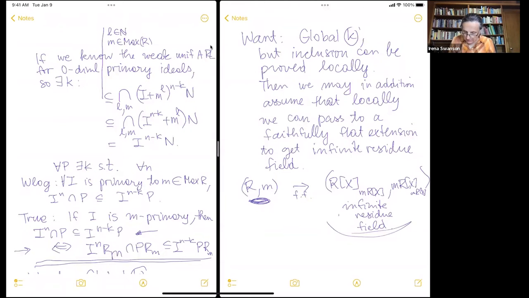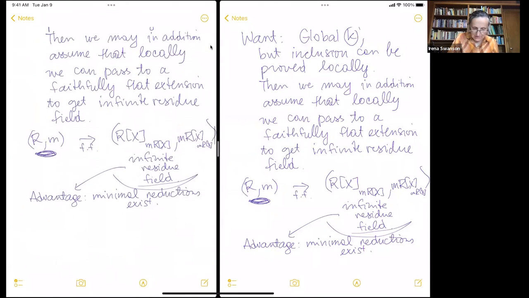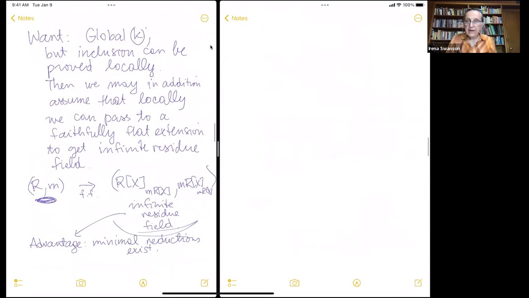Okay. So what's the advantage of infinite residue field? Minimal reductions exist. Well, why do we need minimal reductions? We're trying to prove the Artin-Rees lemma. There's nothing about integral closure there at all, and minimal reductions have to do with integral closure. However, at least in Huneke's proof, and actually in his paper, he shows that this uniform Artin-Rees lemma and uniform integral closure inclusions are very tightly related. Okay, and we'll talk more about that. So for now, let's just keep it at this, and we will use it eventually. Any questions about this first?